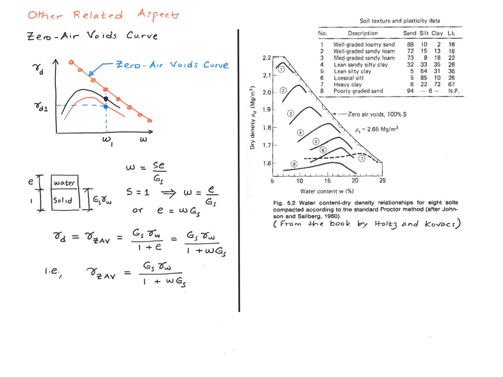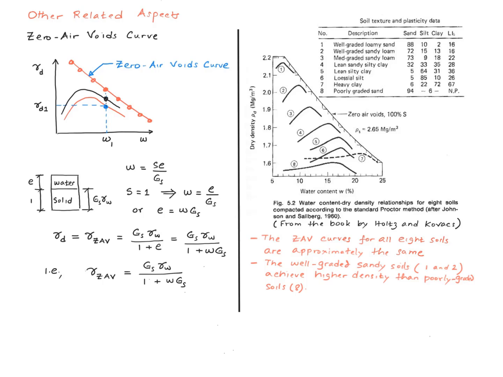So let me use these experimental curves obtained for a bunch of different soils to make this point and a few other points. So we see that the zero air voids curve is approximately the same for all 8 soils. Another point to note here, which we discussed back in the section on soil classification, is that well-graded sandy soils 1 and 2 achieve much higher dry density than the poorly graded sand soil 8.